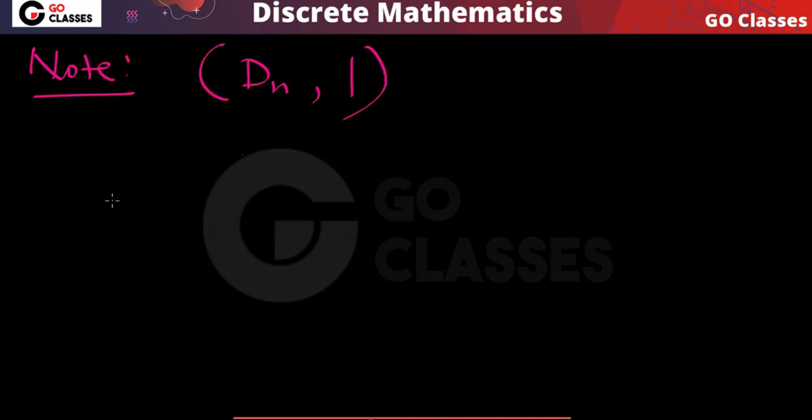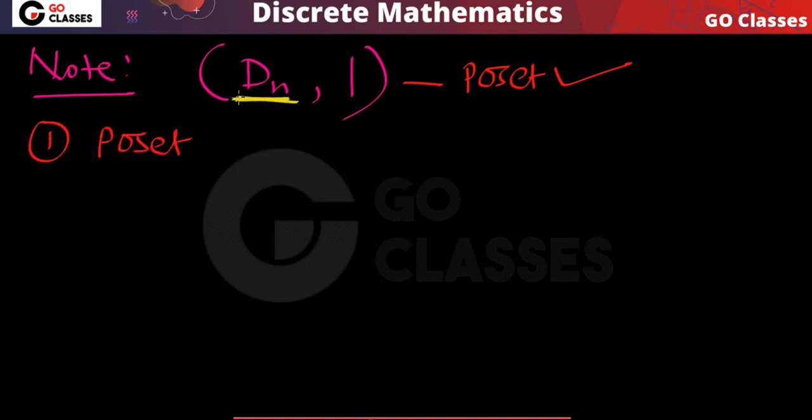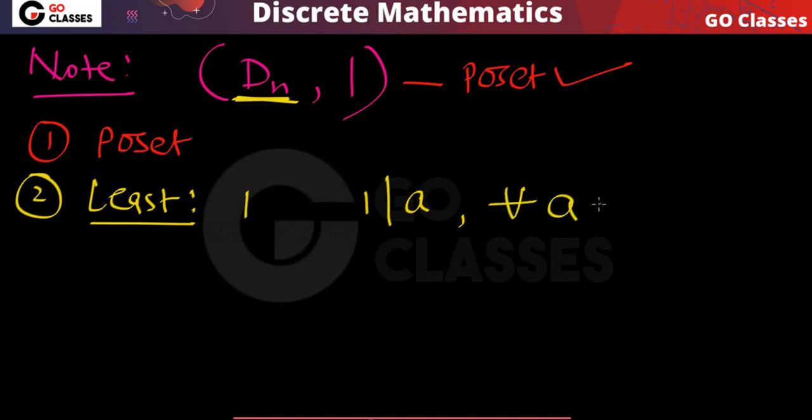One thing you can notice here: some points we should note about this lattice Dn, divisibility, divisors of n. First of all, yes, this is a poset. The base set should be Dn, where Dn means divisors of n. The second property is the least element. In this Dn, 1 will always be there. 1 always belongs to Dn, and 1 will be the least element because 1 divides a for all a in Dn. So I can say 1 is the least element.